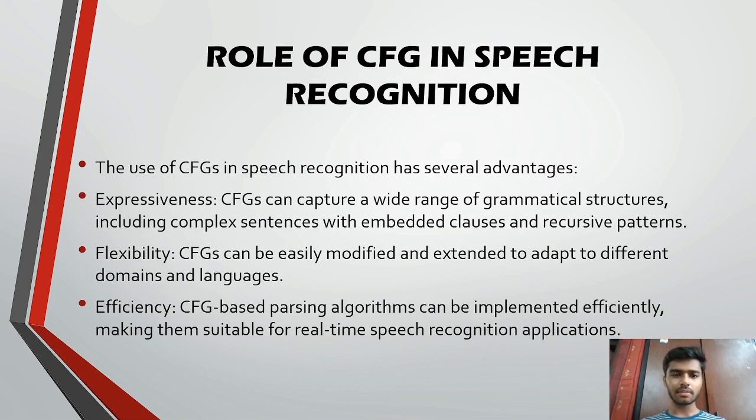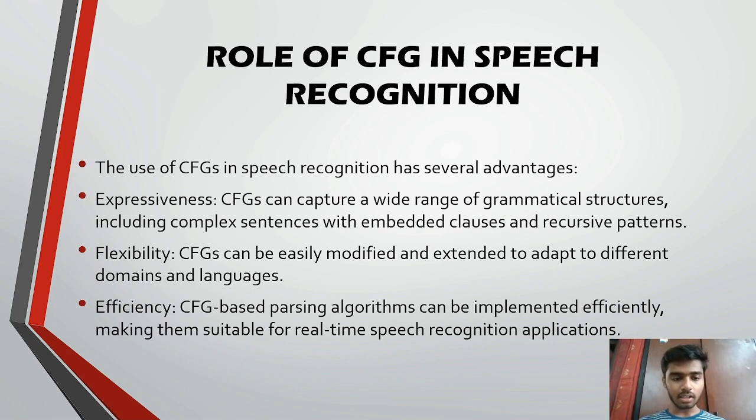What are the advantages of CFG in things like speech recognition? Why should we use CFG itself? Why not anything else? It is because CFG has better expressiveness. CFGs capture a wide range of grammatical structures, including complex sentences with embedded clauses and recursive patterns. Whatever you want to say can be found by the rules that we give to the computer. Flexibility: CFGs can be easily modified and extended to adapt to different domains and languages. Whatever rules you might want to fit to the computer can be customized by you. That is how it is more flexible than other sorts of grammars.